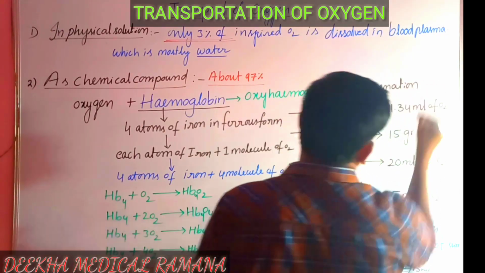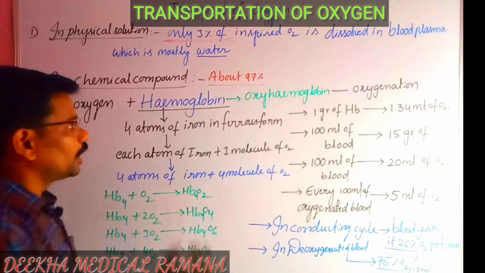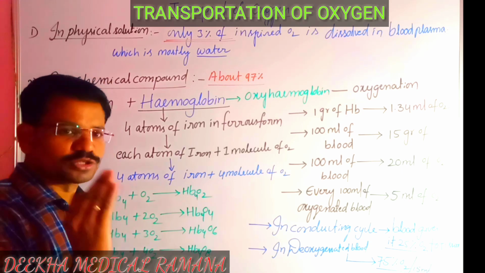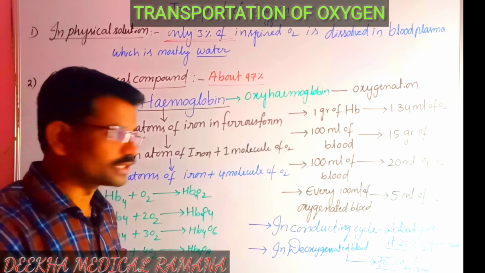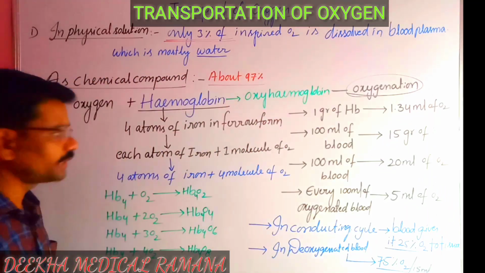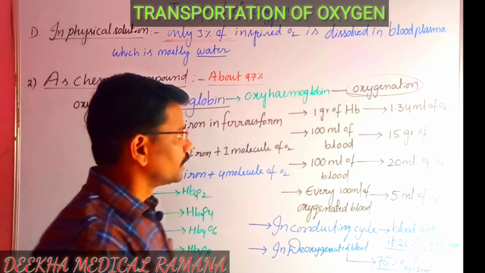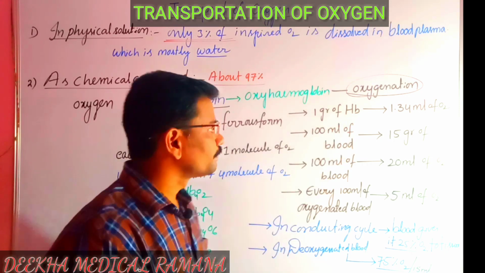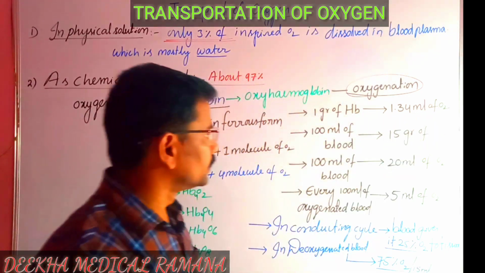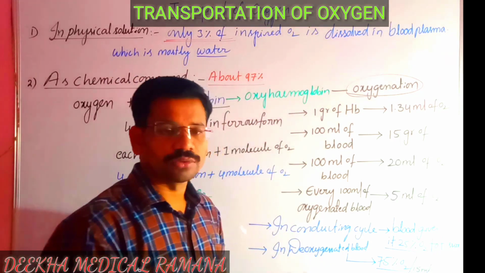Oxygenation, right? Here oxygen does not oxidize. There is no oxidation, there is no reduction. Here, what is going on is the oxygenation process. Very, very important, right? The next important thing is that 1 gram of hemoglobin can carry 1.34 ml of oxygen. This is a very important value we have to remember.